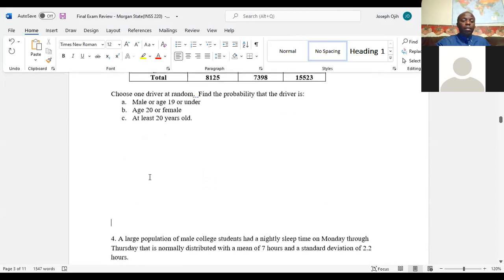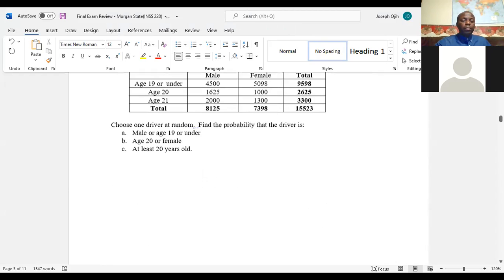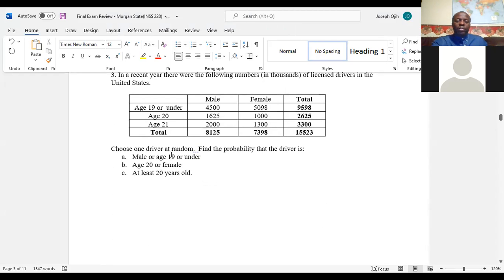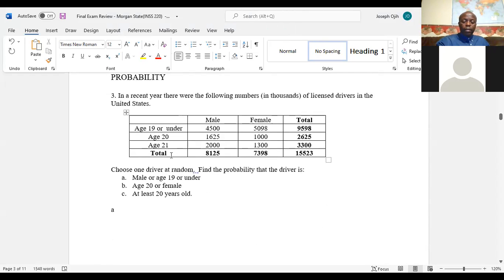Okay. Now, it says here, choose one driver at random. That's part A, solution. Choose one driver at random. Find the probability that the driver is male or age 19 or under.